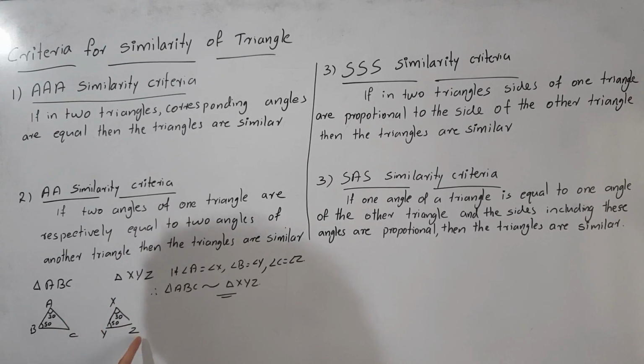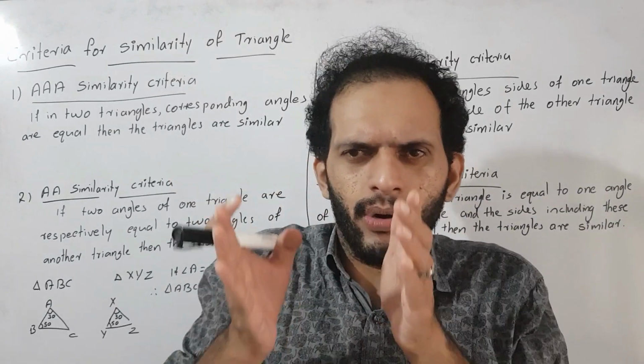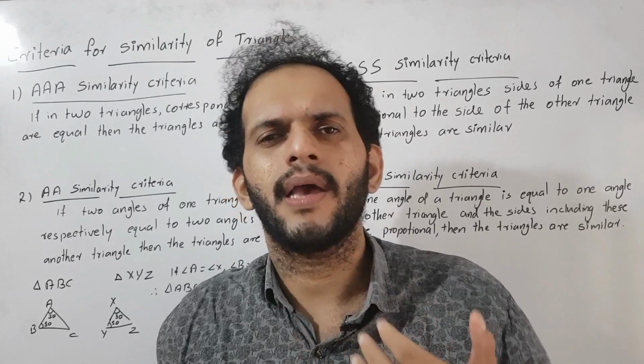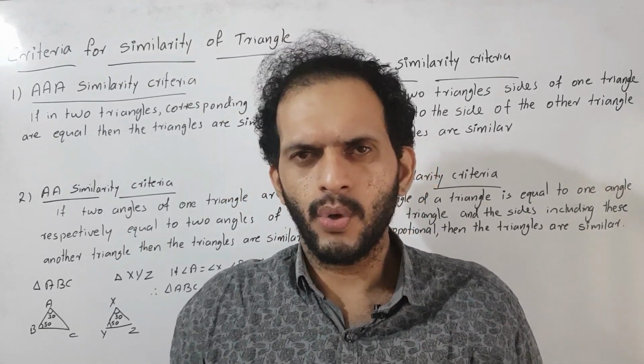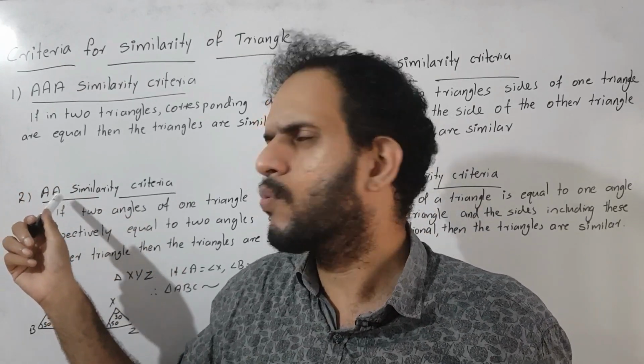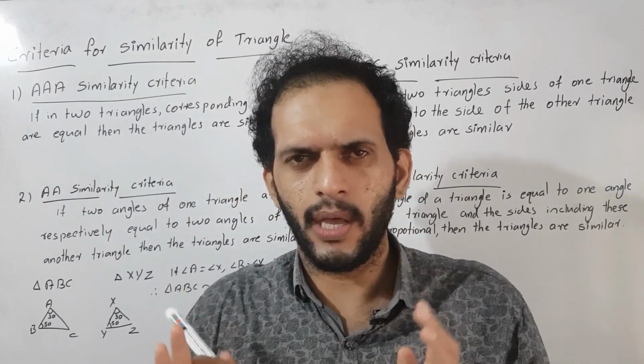Then what is the value of angle Z? The value of angle Z is also 100. So it is very clear that if two angles of a triangle are equal, then surely the third one is also equal. Correct? So this AA means that if two angles are equal, then very clearly the third one is also equal.